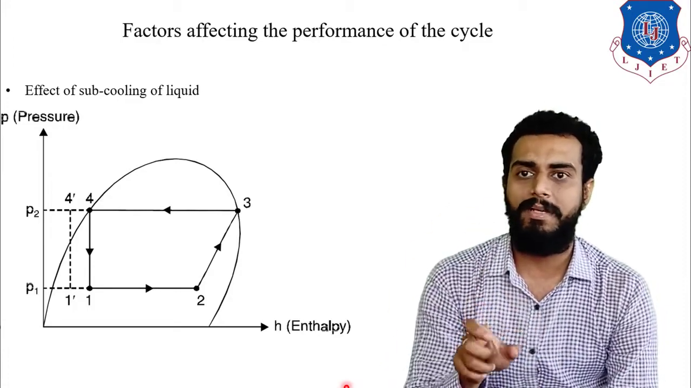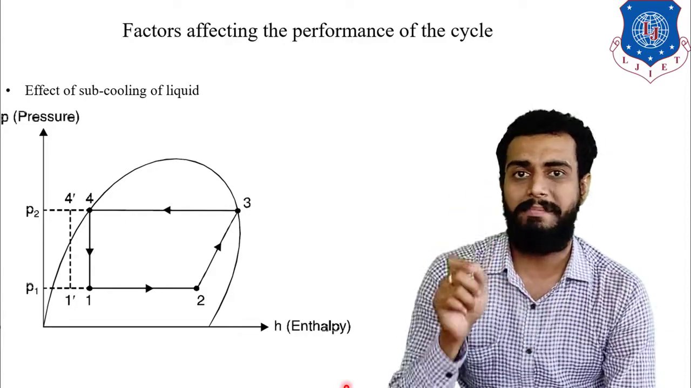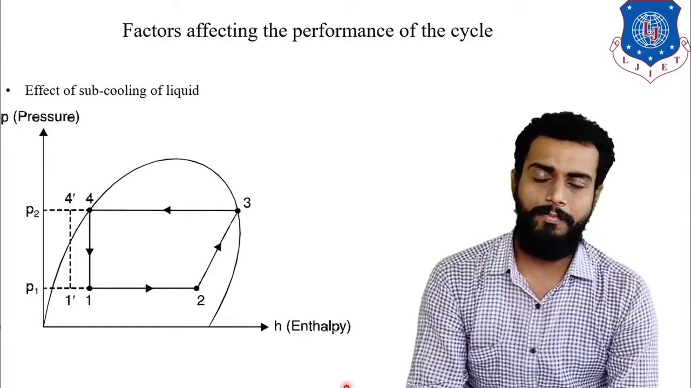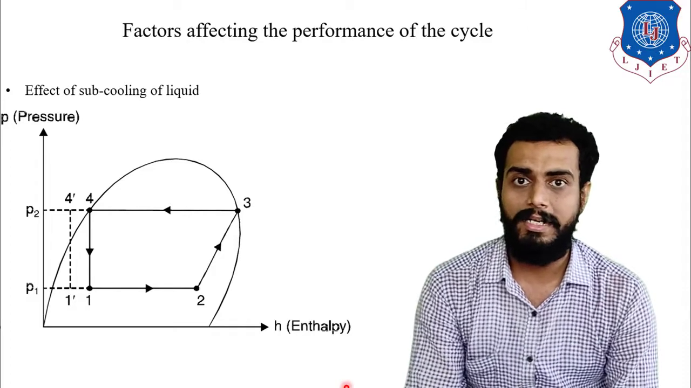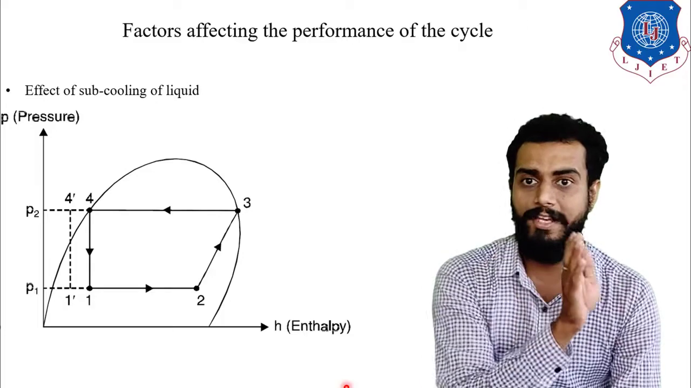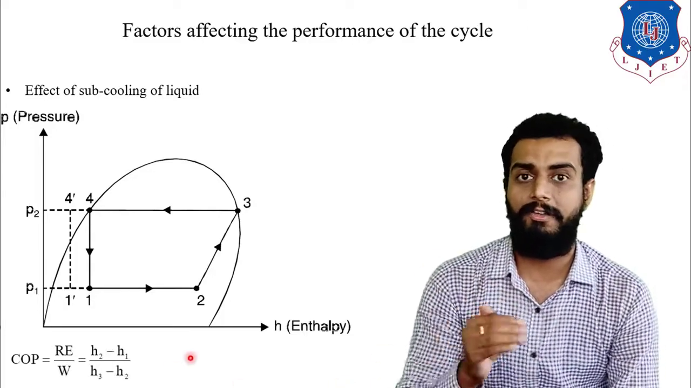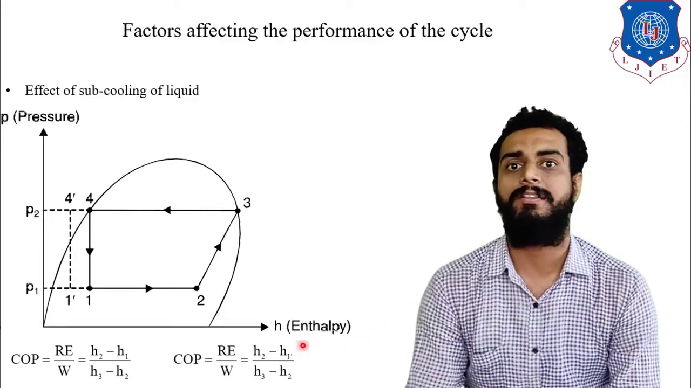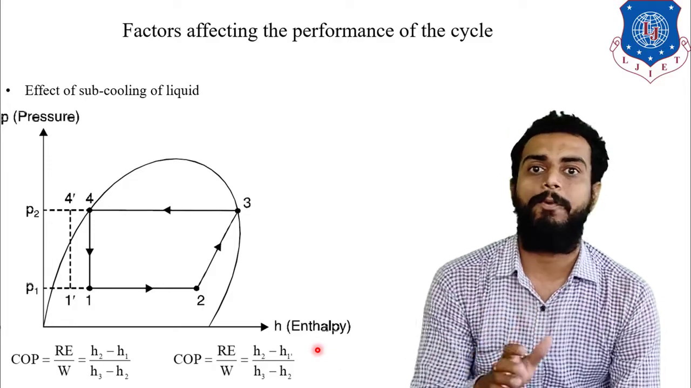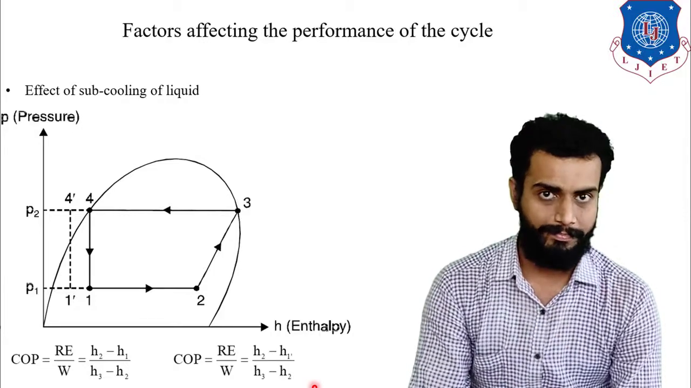So here you can see the former cycle is 1, 2, 3, 4, 1. The later cycle is 1 dash, 2 dash, 3, 4 dash and back to 1 dash. Now COP is equal to refrigerating effect upon work done. Here you can observe that the former case has a refrigerating effect of H2 minus H1, and the later case has a refrigerating effect of H2 minus H1 dash. So the refrigeration effect has increased by subcooling the liquid, but the compressor work remains the same.